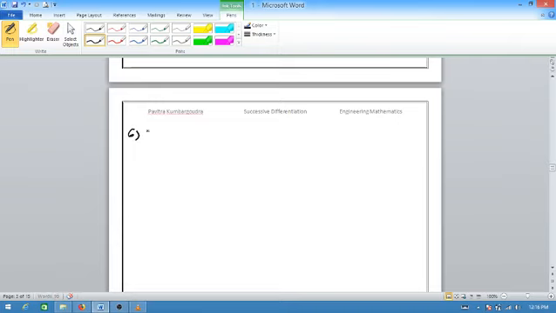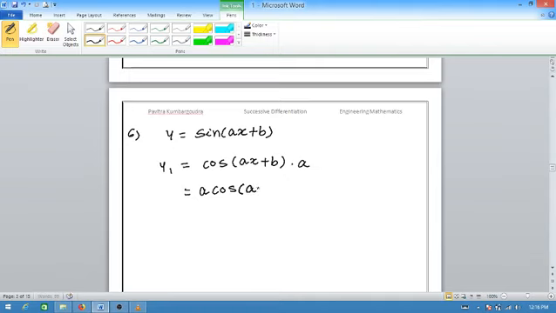So the 6th one, y is equal to sine ax plus b. So differentiate. So y1, what is the differentiation of sine ax plus b? Differentiation of sine is cos. That is cos ax plus b into a. So that is equal to a into cos ax plus b. So see here, if I continue like this, differentiation of sine is cos.